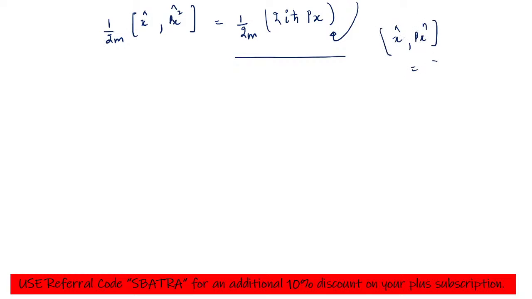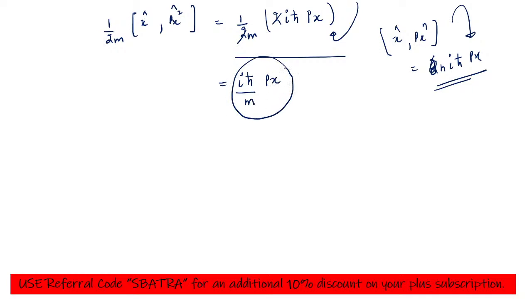So what can we write down? This is 2n, right? Basically, we can write n i h-cut px. This is the value of this particular operator. So now we have 1 by 2m times 2 i h-cut px. So 2 and 2 will cancel out, and you'll be left with i h-cut by m px, because m is a constant. Is it clear to all of you that this is the value of the commutator of the x operator and the Hamiltonian operator?